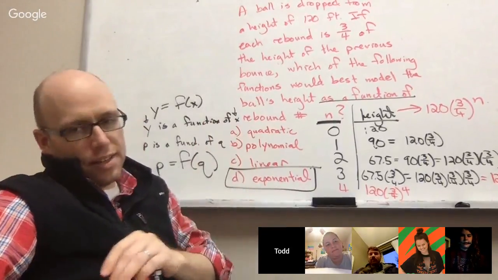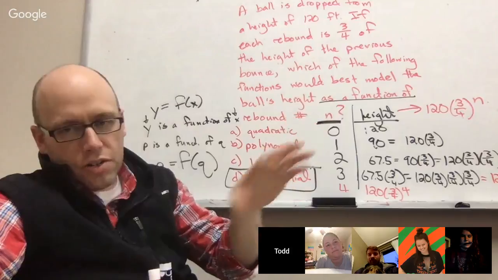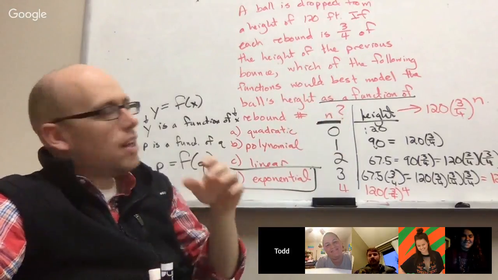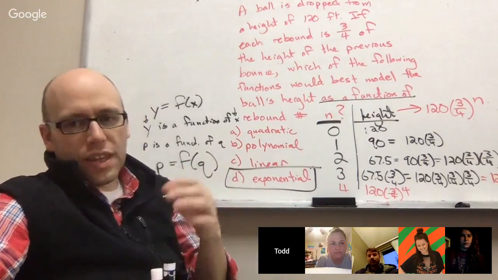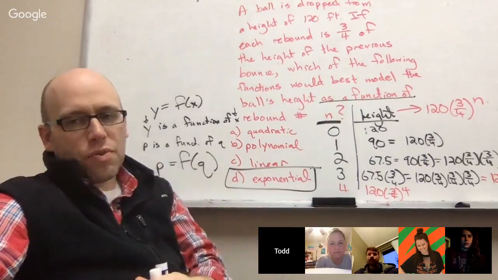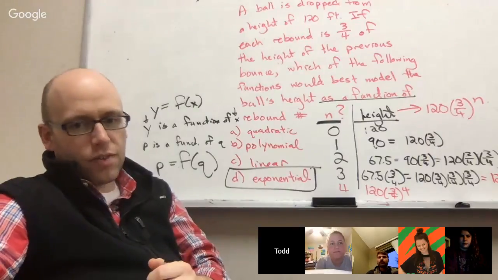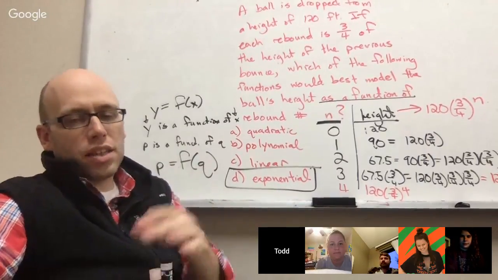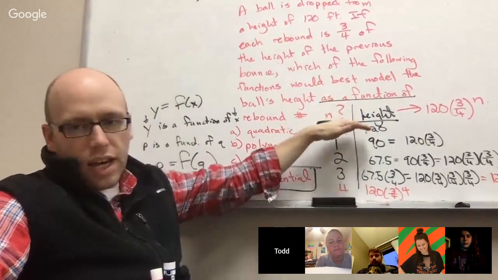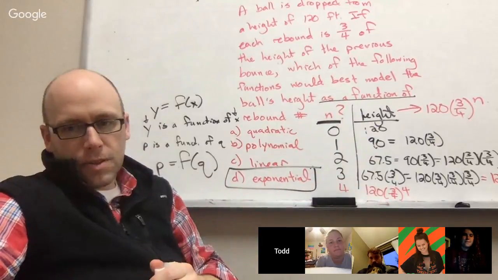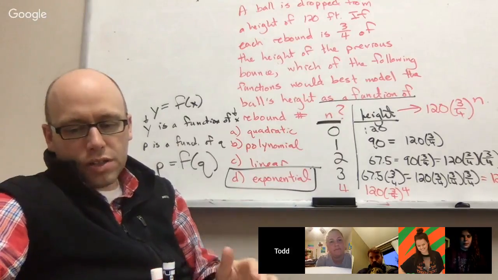I'll change this slightly. This is an impossible situation, but let's just say, for instance, if it had said each rebound is 20 feet less than the previous height, what type of function would we be dealing with there? Linear. Yes. It's a linear function because then we have a constant change. Here we would see an arithmetic sequence. Any more questions on that one?